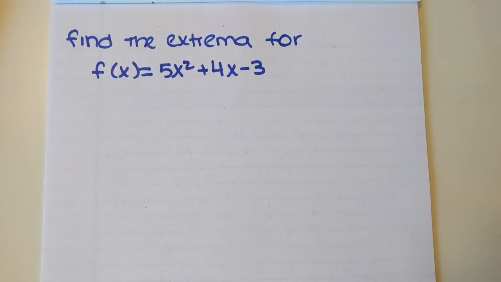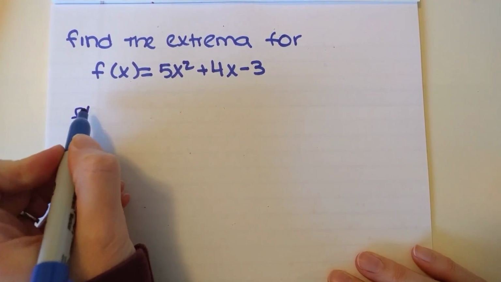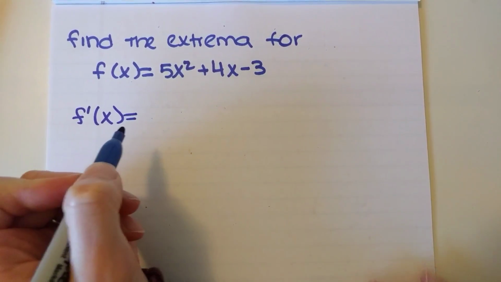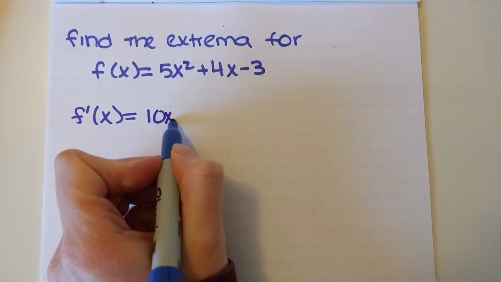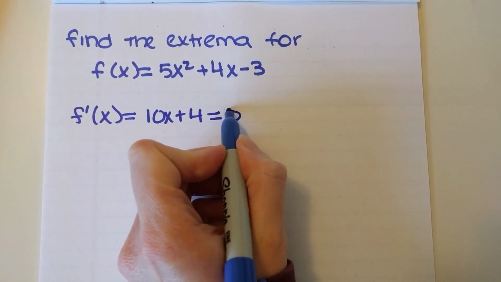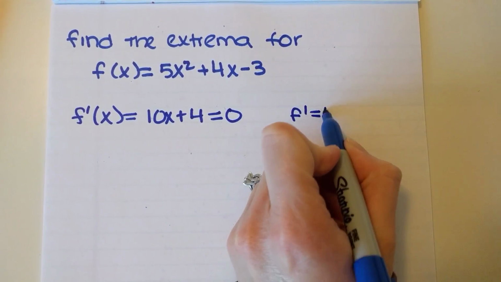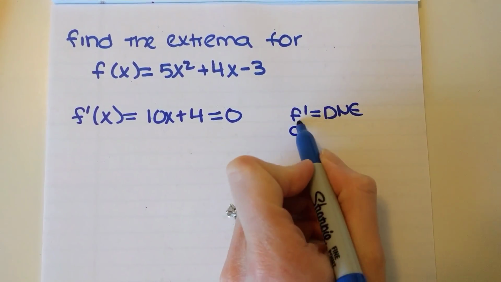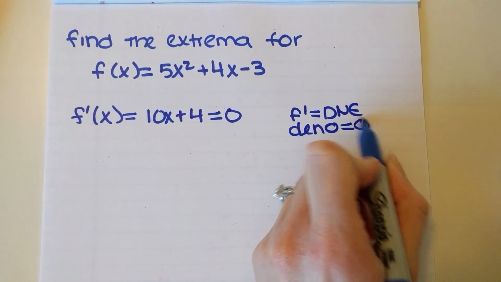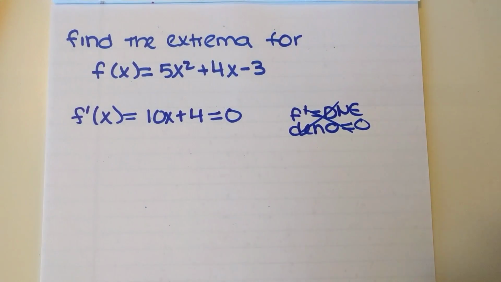So to find the extrema, the first thing we're going to do is take our derivative and set the derivative equal to 0. So we will get 10x plus 4, and we set that equal to 0. Again, we don't really have to worry about where f prime does not exist because the denominator is not going to be here, so we just look at where f prime is equal to 0.